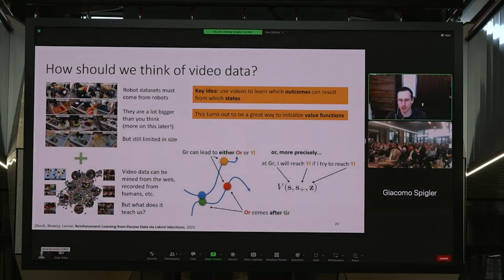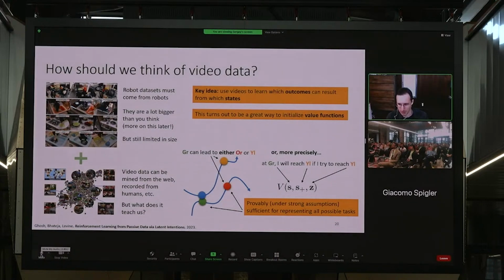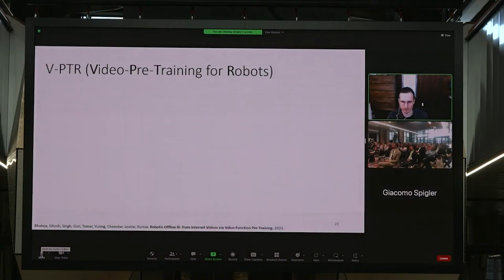This value function is a type of generalized value function. It basically predicts the likelihood that you will achieve a particular outcome if you are attempting to reach that outcome or some other outcome. So it's directly quantifying this question: at green, will I reach yellow if I try to reach yellow? And it outputs essentially probabilities. These intention conditioned value functions, under some admittedly very strong assumptions, are provably sufficient for representing all possible tasks. So if you can train ICVFs exhaustively with infinite representational power and infinite data, they will learn all possible tasks. Of course, with a finite sample of videos, they won't learn all possible tasks, but they will still serve as very good initializations for downstream RL.